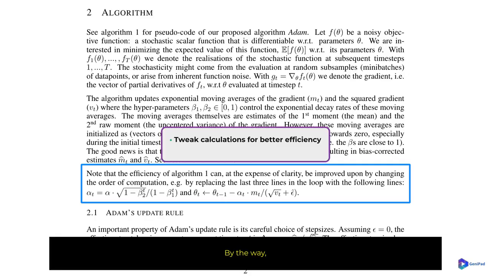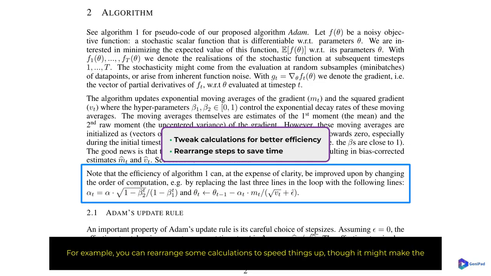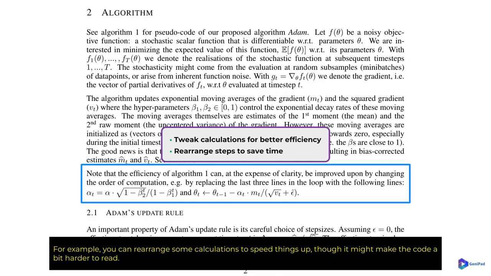By the way, the algorithm can be tweaked for better efficiency without changing how it works. For example, you can rearrange some calculations to speed things up, though it might make the code a bit harder to read. It's like optimizing a recipe. You can prep ingredients in a different order to save time, but the final dish still tastes the same.